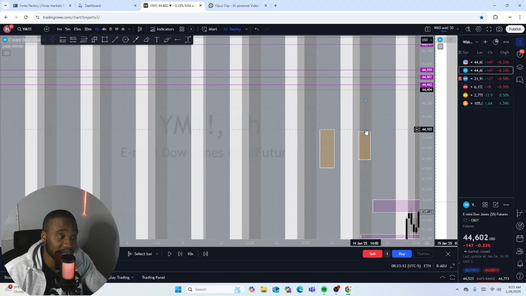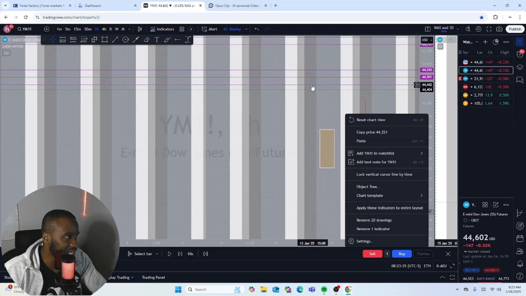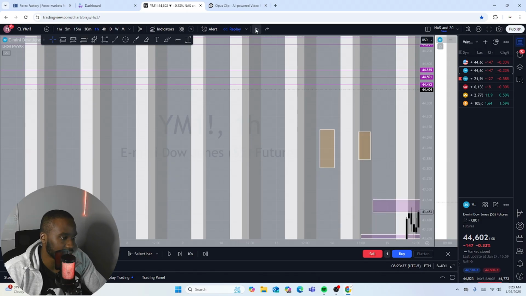But here you can see the buyers took price all the way up here, but the sellers were in this area. The sellers brought price all the way back down and it closed right here. So the buyers were not in control of this whole candle. The sellers took over in a particular area. They took over at the top and brought it all the way down. So let's see what that looks like on the charts.